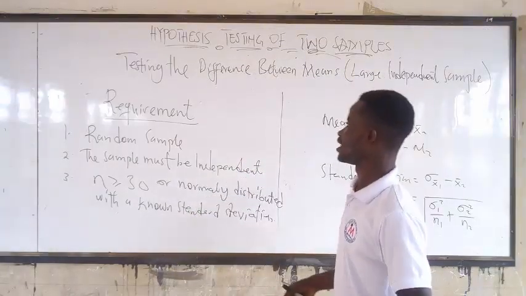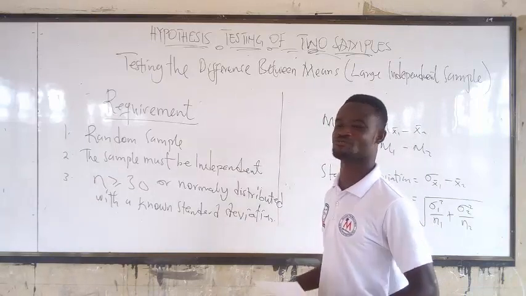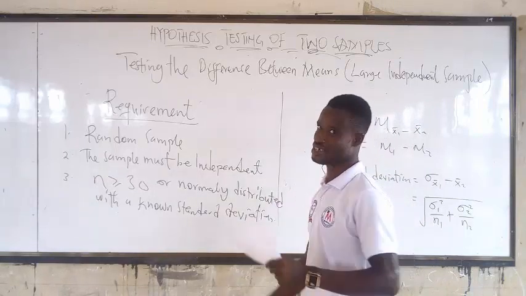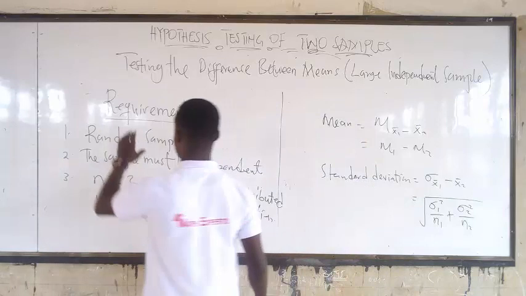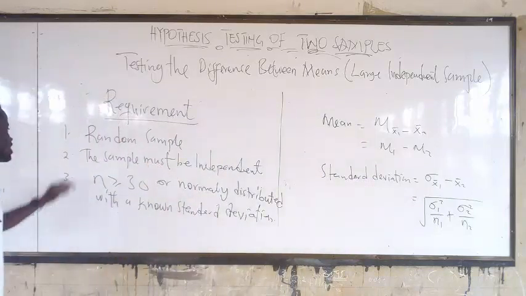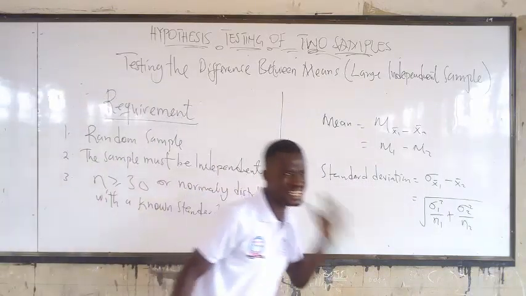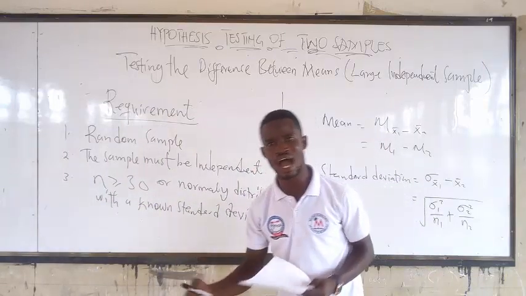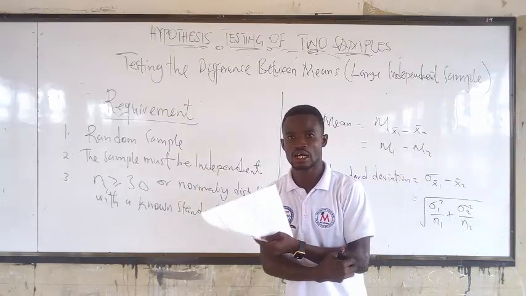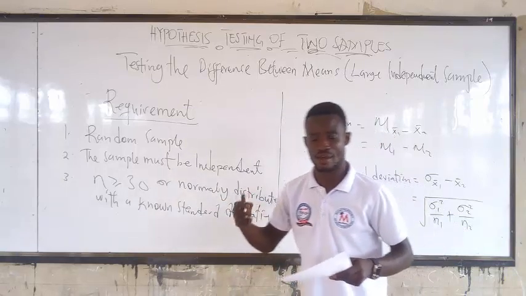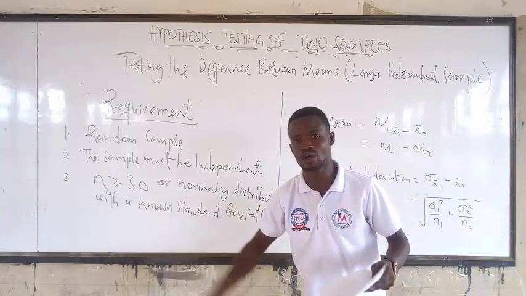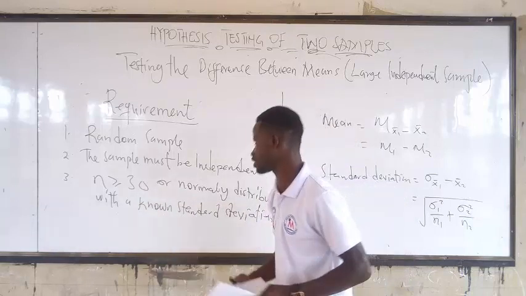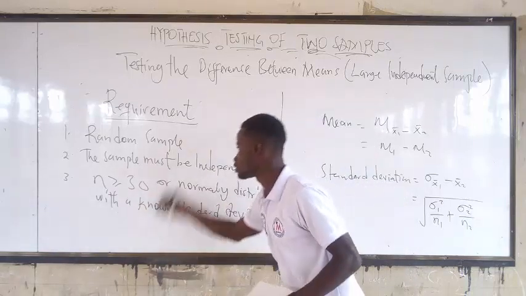The requirements are very necessary, as you know already. The random sample, this always. The samples must be independent. Yes, they must be independent. And now you know how to identify whether two samples are dependent or independent.